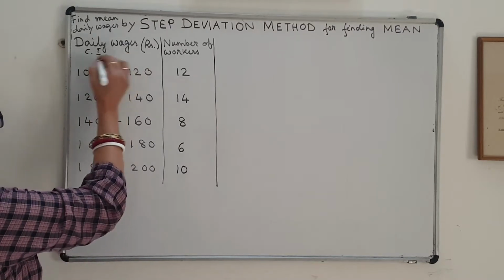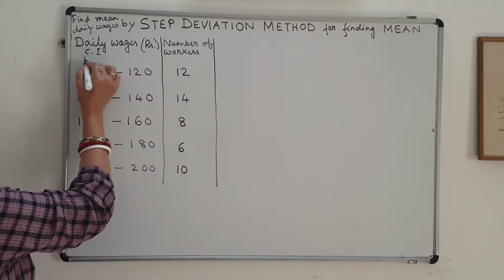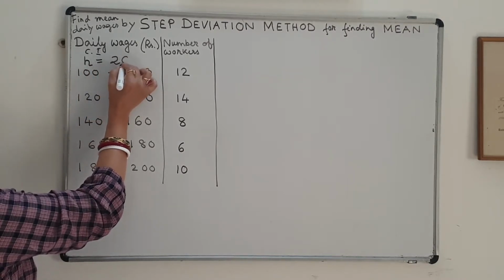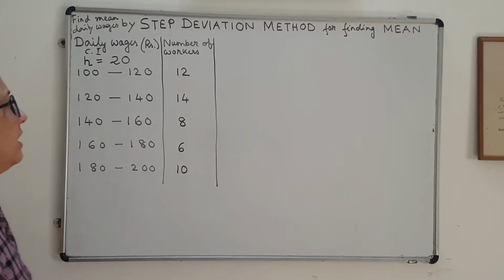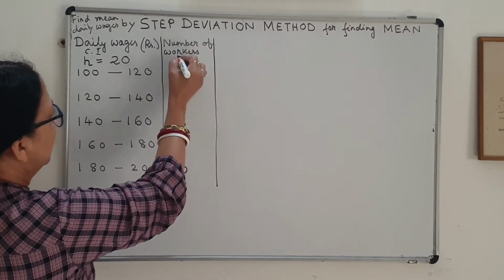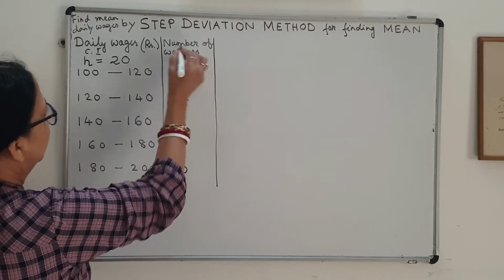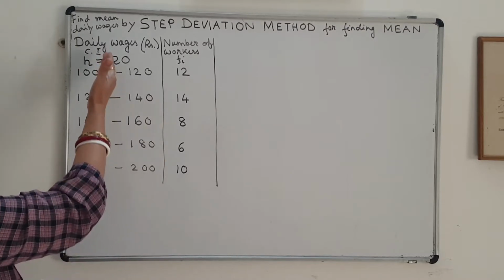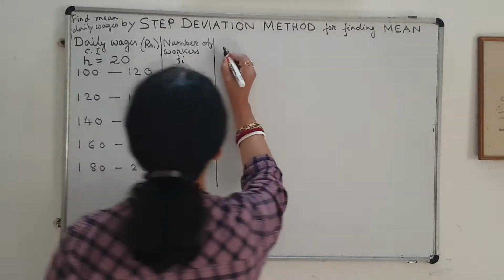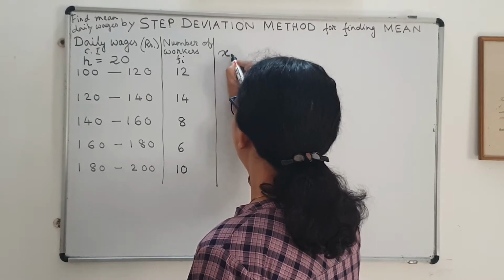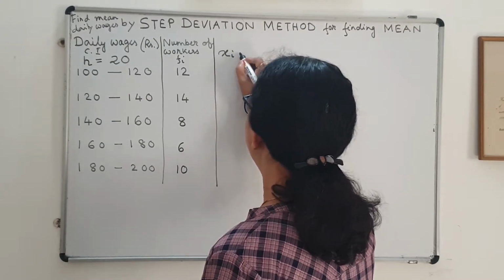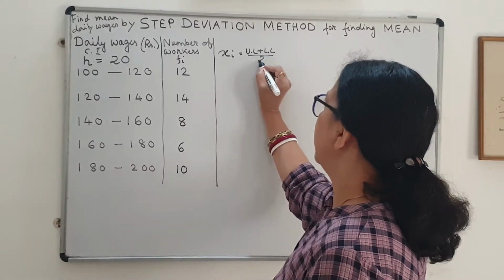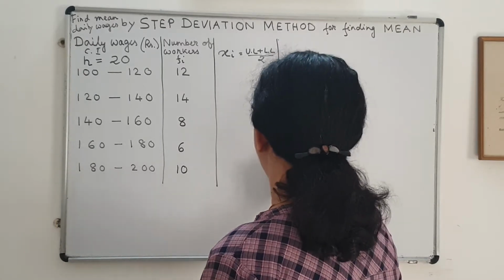Here this is the class interval, and the class size is denoted by h, that is upper limit minus lower limit, that is 20. So h is 20, which is a constant. This column is for frequency, number of workers, that means frequency fi. The first step, we'll find out the column for class representative, that is the class mark, xi. And xi, as you know, is nothing but upper limit plus lower limit by 2, as you have done in all the methods.